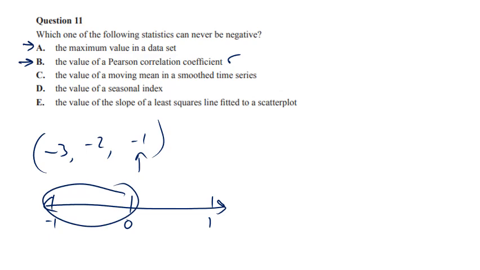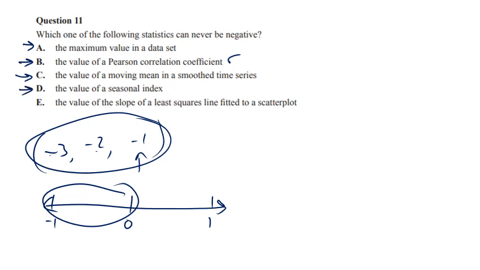C: the value of a moving mean in a smooth time series. Now, that might freak a few people out. But moving mean in a smooth time series, well, again, if your data set contains only negative values, for the same reason that A can be negative, C can be negative. If I was to smooth out the values of -3, -2, -1, I might choose -2 as my middle one. You can see it is entirely possible.